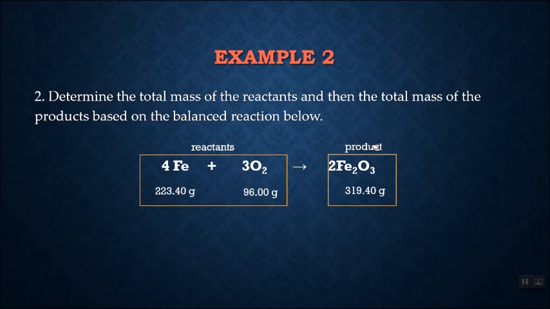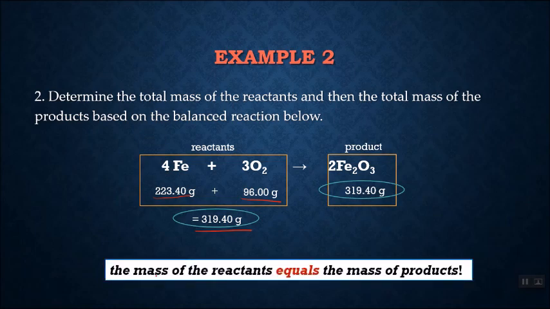And the product, it is just one product. Okay, adding these two values together, what you'll see here is it does end up being 319.4. So the masses do match, and they should match according to the law of conservation of mass. This is how you would prove, of course, the law of conservation of mass works here, and this is why the stoichiometry is going to work.